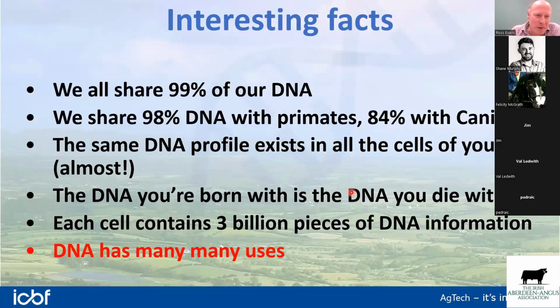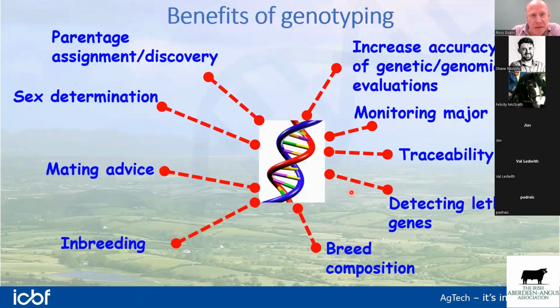So anyway, look, the same DNA profile exists in all the cells of our body, almost all the cells, with the exception of some of the sex-related chromosomes. And the DNA that you're born with is the DNA that you die with. And each cell contains somewhere in the region of 3 billion pieces of DNA information. And I suppose, look, in summary, DNA has many uses, which we'll try and cover a few of these today.